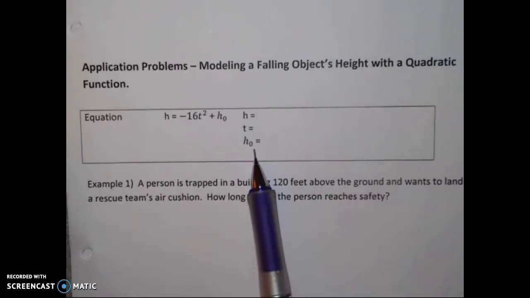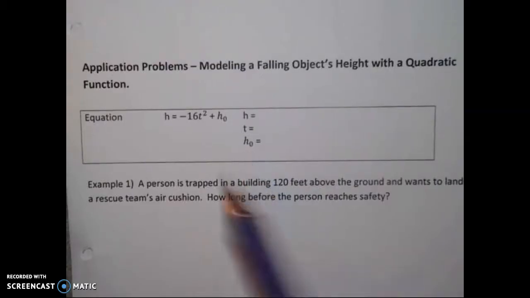And this H sub 0, this is the original height of the object. So it tells me how high it's being dropped from, the top of a building, the top of a pole. How high is the building? How high is the pole?